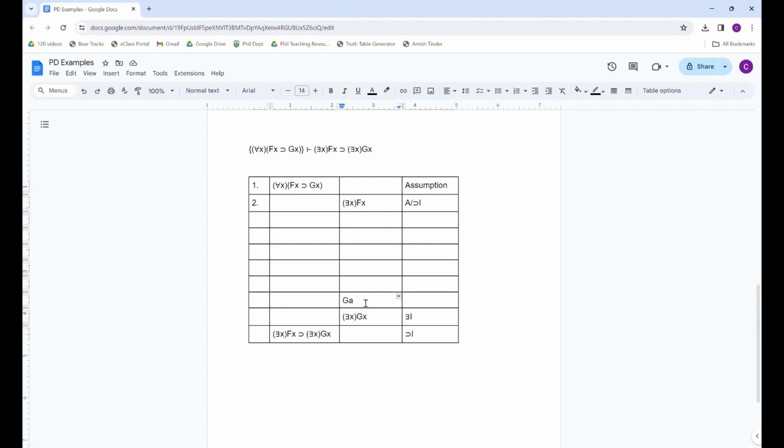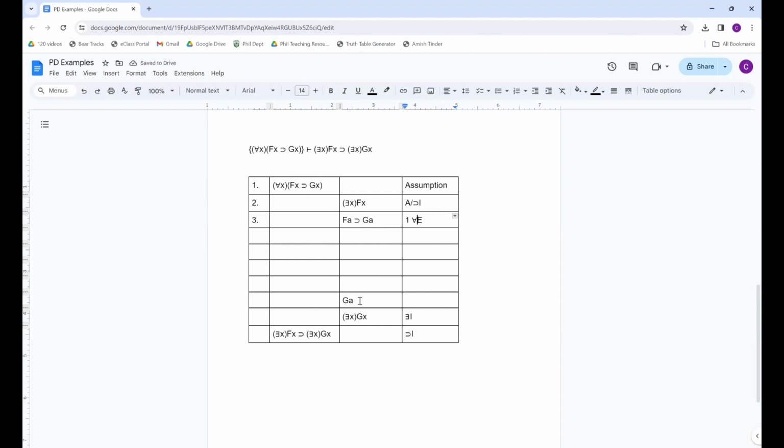Okay, so how are we going to get this? Well, that's not really clear. I mean, it's just an atomic sentence, right? Not really clear how we're going to get that. So we can go to working top down. We can use universal elimination to instantiate this here for A. So that's one universal elimination.